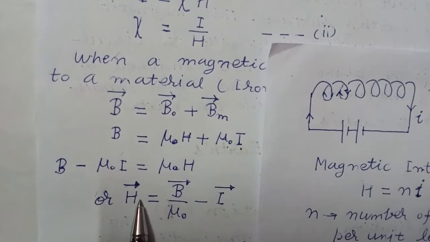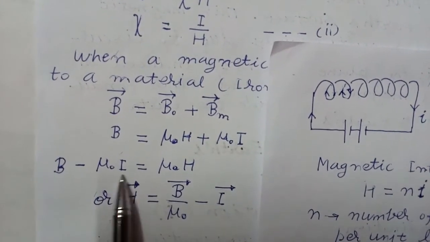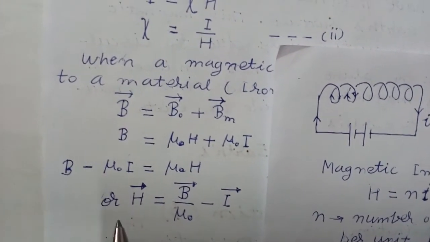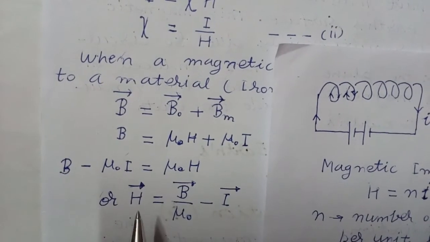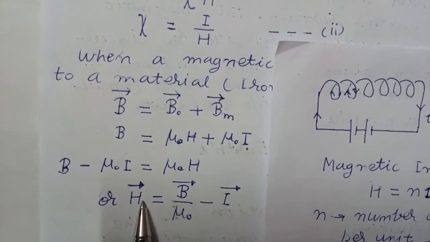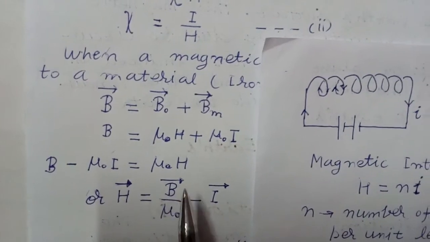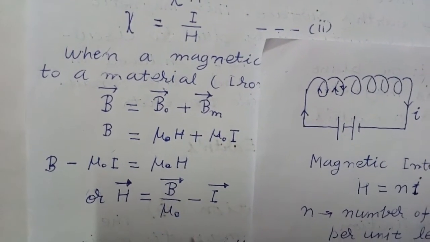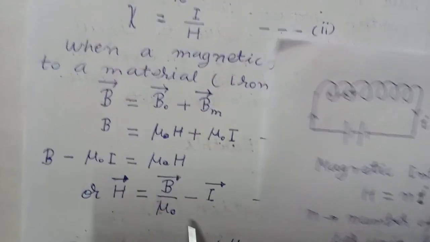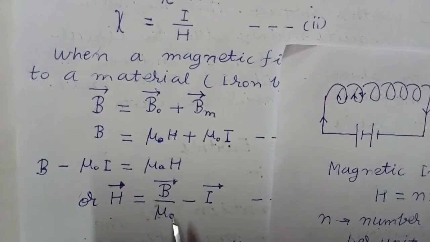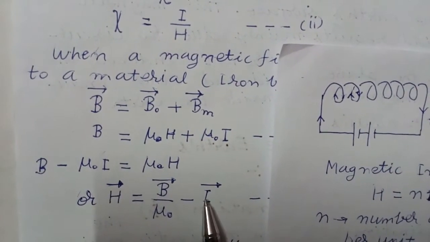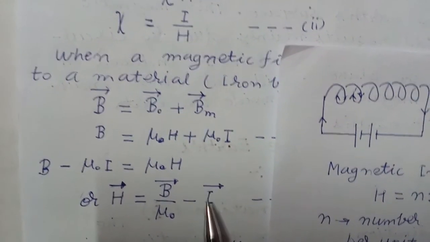So we may define capital H with the help of this formula also. So there is a relation between magnetic intensity capital H, magnetic field B, permeability of air or free space mu naught, and intensity of magnetization of the magnet.